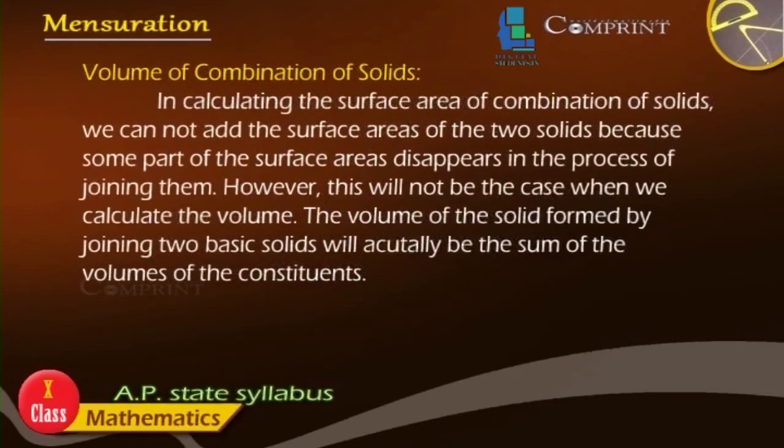Volume of combination of solids. In calculating the surface area of a combination of solids, we cannot add the surface areas of the two solids because some part of the surface areas disappears in the process of joining them. However, this will not be the case when we calculate the volume. The volume of the solid formed by joining two basic solids will actually be the sum of the volumes of the constituents.